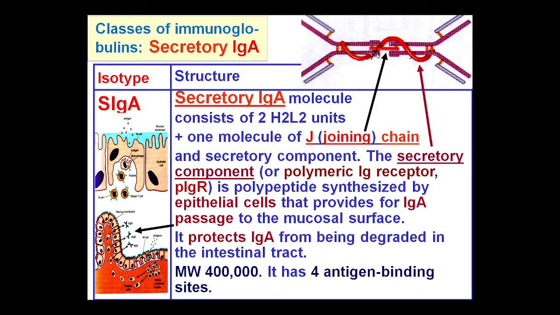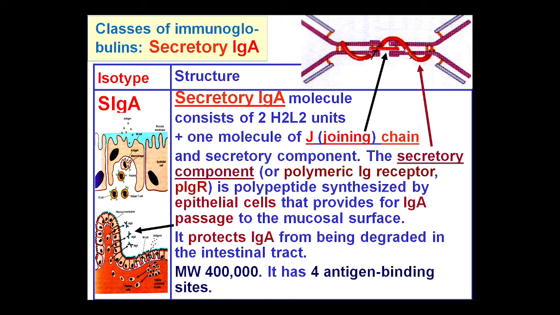The next immunoglobulin is the secretory immunoglobulin A. The structure of this immunoglobulin is shown in the upper right corner. This is a dimeric molecule with a structure formula 2 multiplied by H2L2. It means this dimeric molecule contains 4 heavy chains and 4 light chains and contains 4 antigen binding sites.